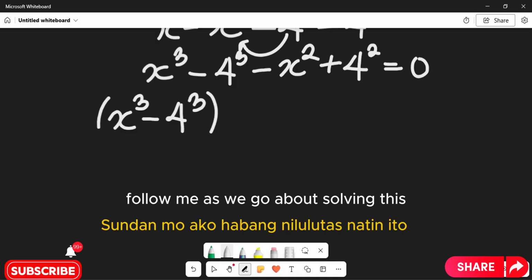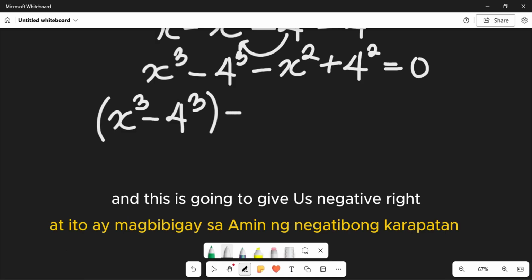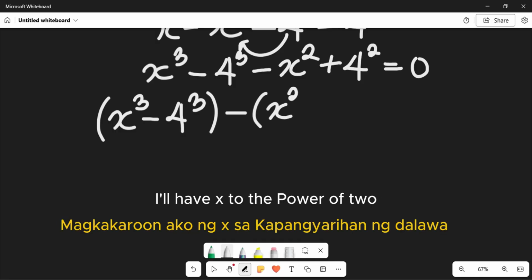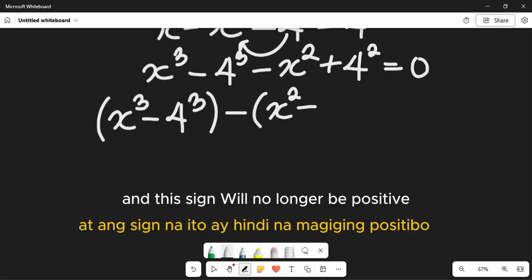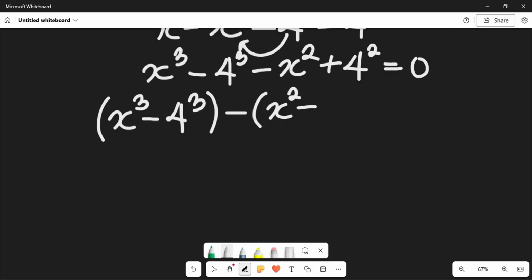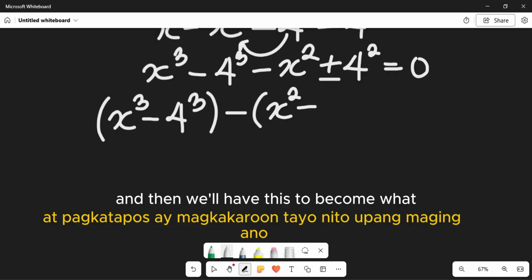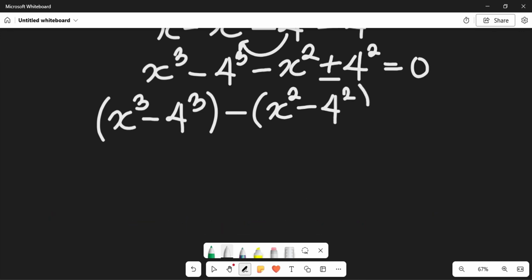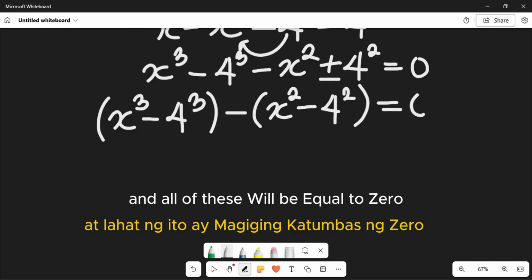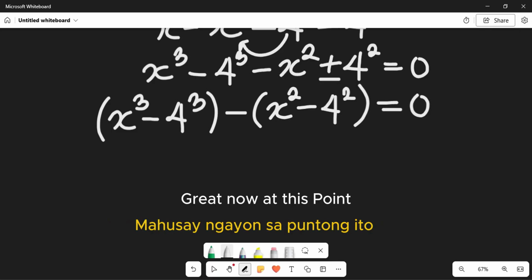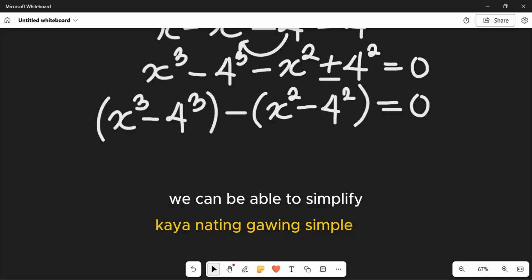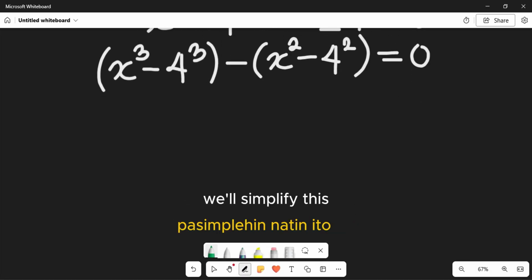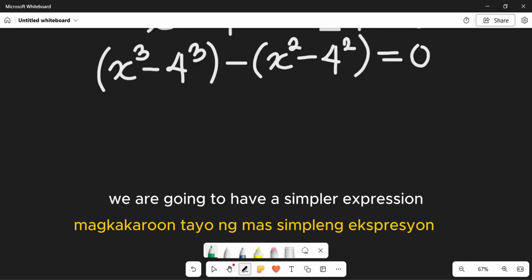Follow me as we go about solving this. And this is going to give us negative, if I put this in a bracket, x to the power of 2. And this sign will no longer be negative, because negative multiplied by negative gives us positive. And then we'll have 4 to the power of 2, and all of these will be equal to 0. Great. Now, at this point, we can simplify.